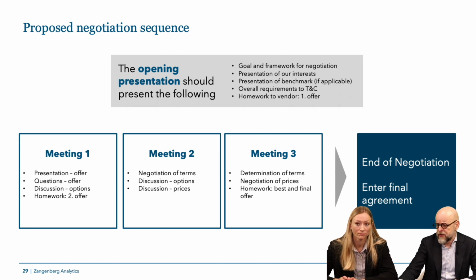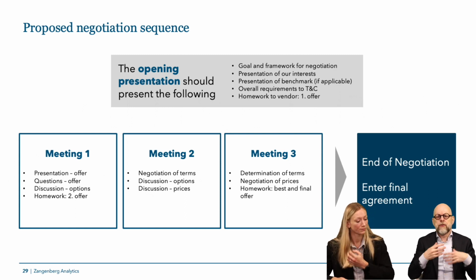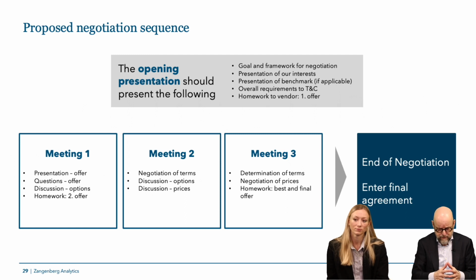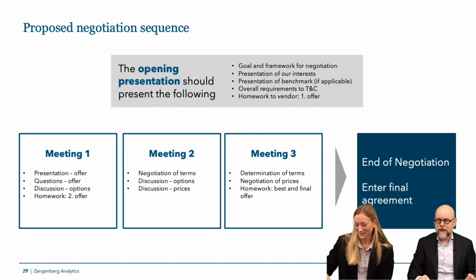Yeah, and then the final slide is the proposed negotiation sequence. Which is of course something that, I mean, no two negotiations are the same. So you need to basically map out the sequence that will fit the needs of your particular negotiation. But it is really very much about making sure that the opening presentation is there, that you present your overall interests, that you present whatever benchmark you have. Don't go into details about your BATNA. That's the hammer you want to basically save for later.